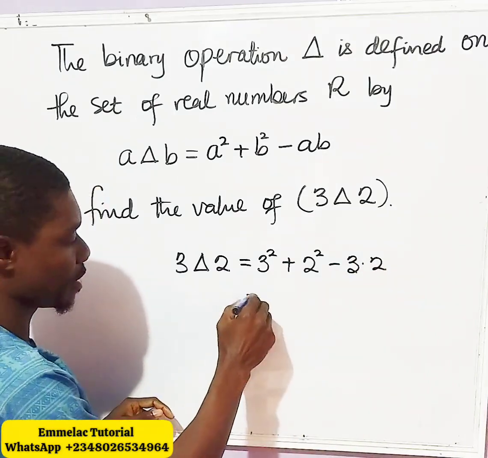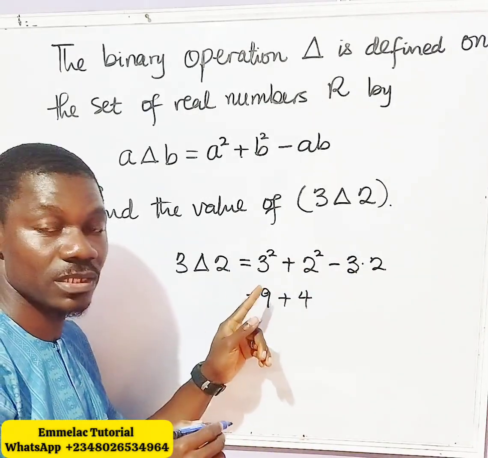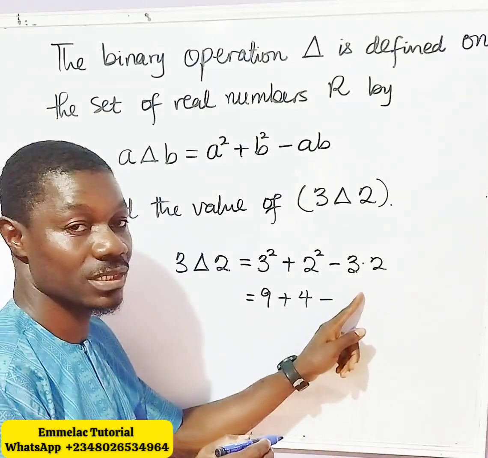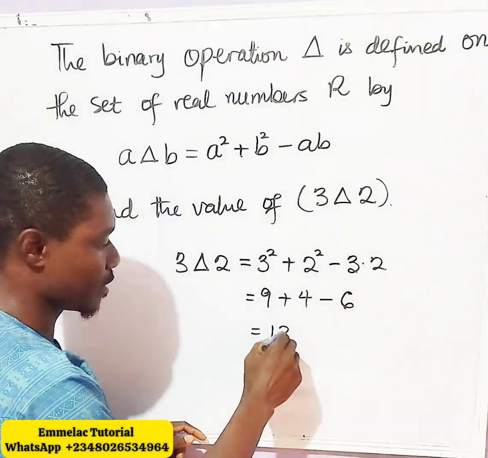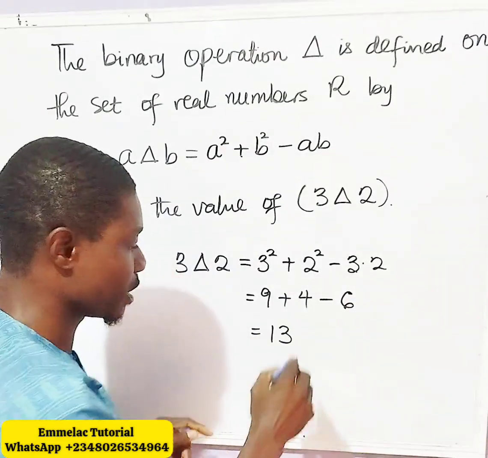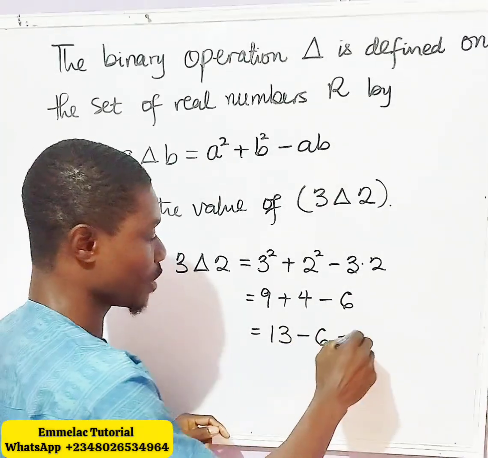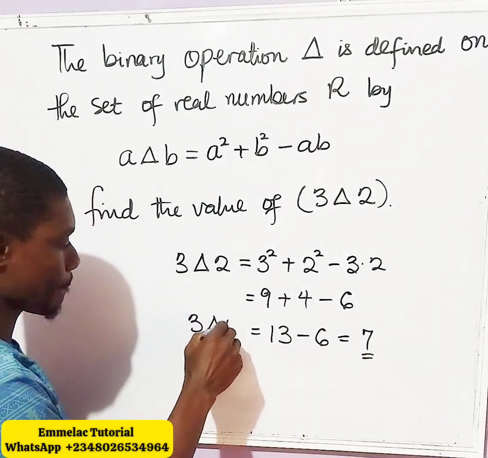So here we have 9 plus 4, because 3 squared is 9 and 2 squared is 4, then minus 3 times 2, that will give us 6. This will give us 13, because 9 plus 4 is 13. Now take away 6. 13 take away 6 should give us 7. So our final answer is 7.